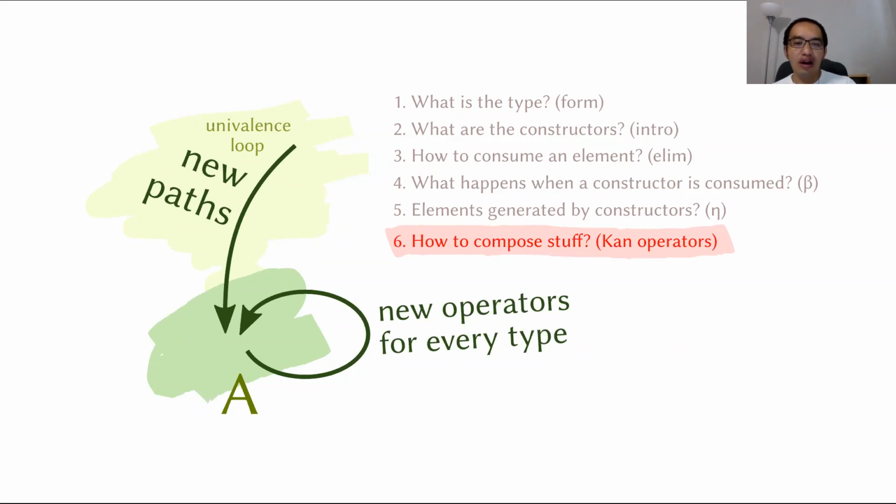And then the fourth thing will be what happens when a constructor is consumed in the function type. It means, what happens if you have a lambda abstraction applying to an argument? Well, then you should do the substitution, right? You should substitute the argument inside the body of the lambda function to get the result, to basically evaluate the body of the lambda. So that's the beta rule. So the beta rule for the function is to do this substitution.